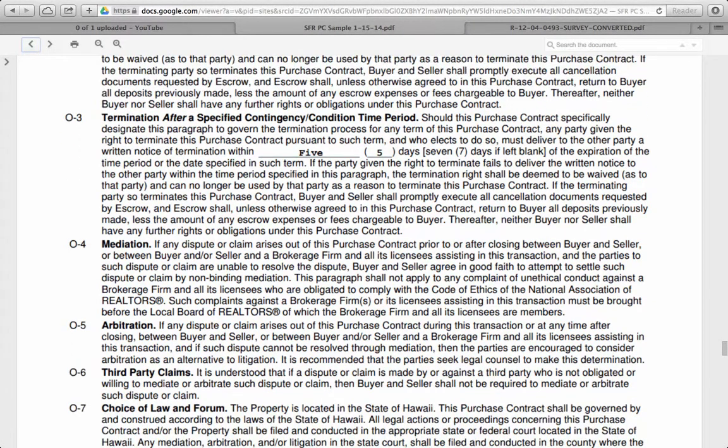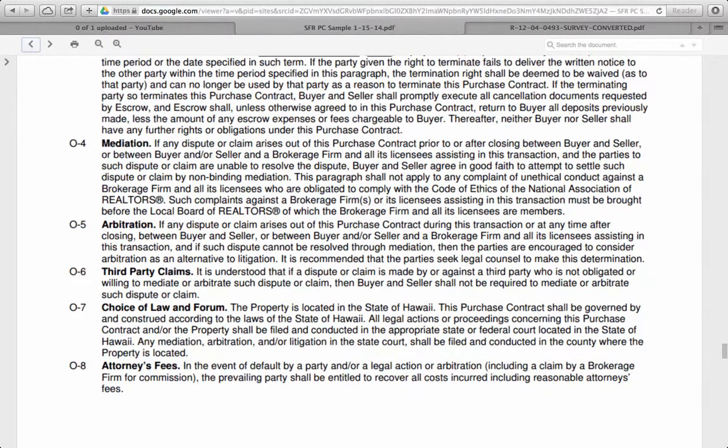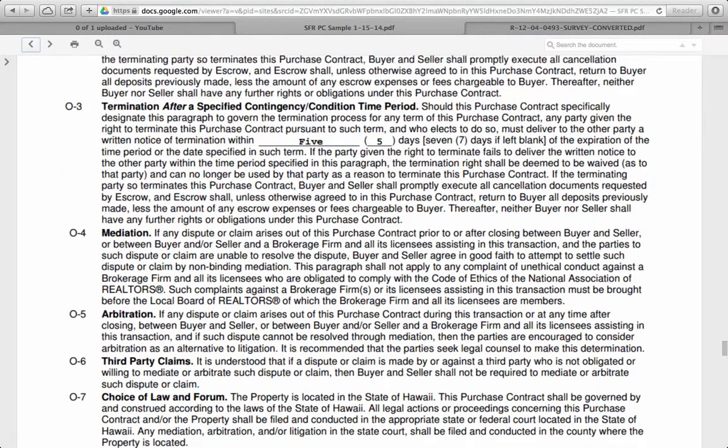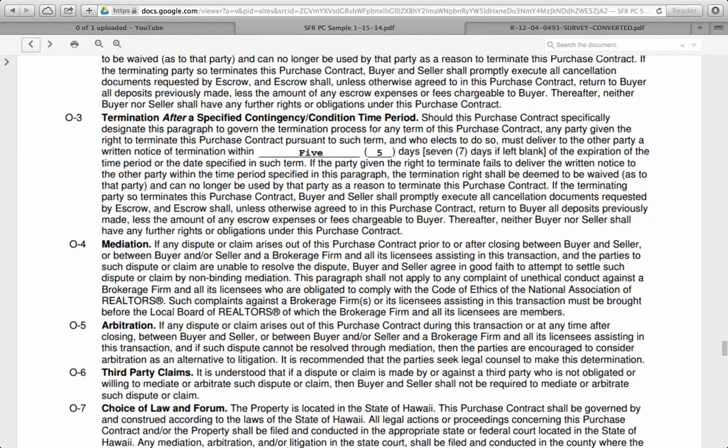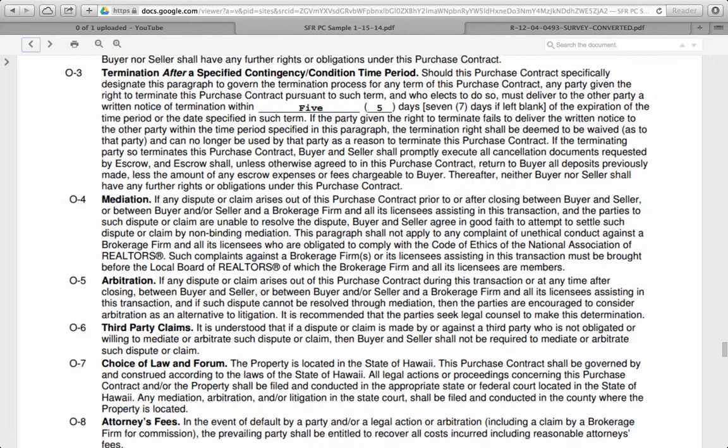Okay, then we talk about O4 through O8, which are just specific terminologies for what happens if things are canceled, or people cancel each other, or there's a dispute or a claim that arises during the transaction. O4 would talk about mediation, where if a buyer and seller have a dispute of some sort, then instead of going to court over it and hiring attorneys and costing thousands of dollars, they agree to mediate prior to going to that level.